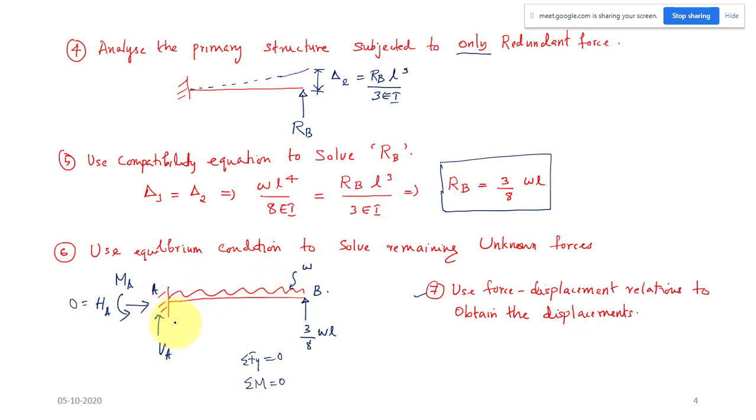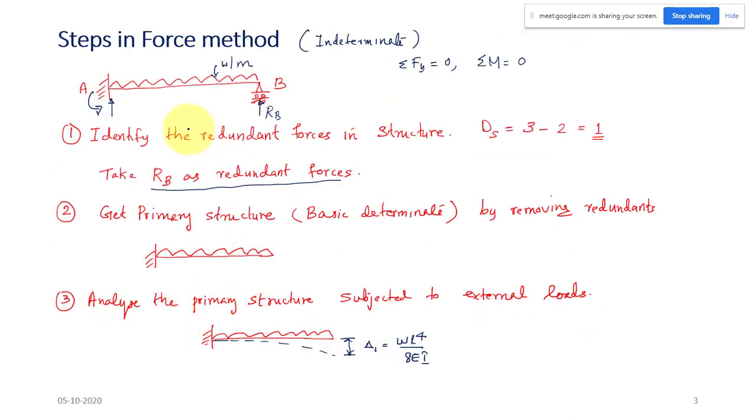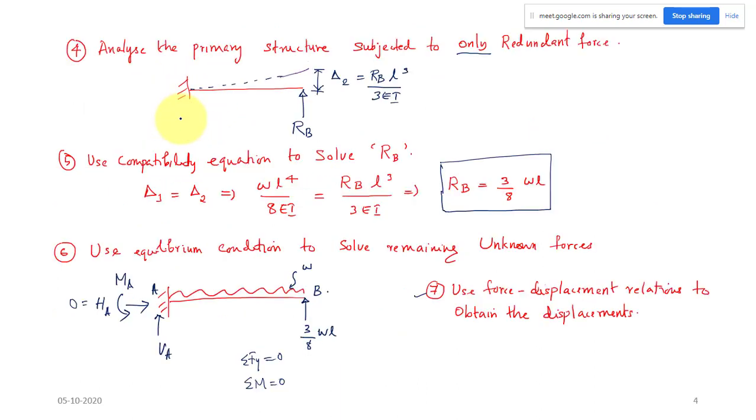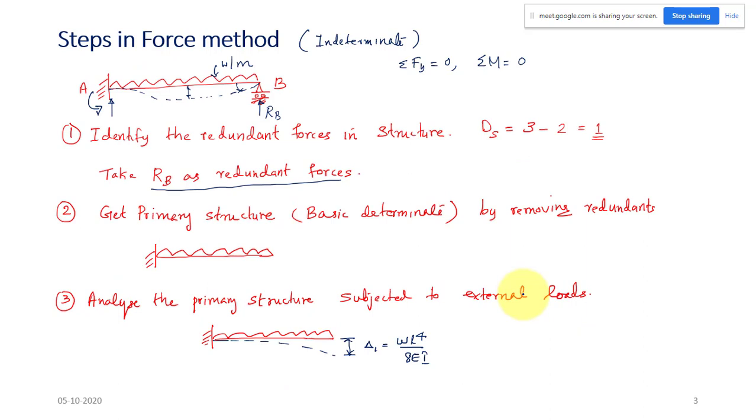Okay, finally this is your real beam, there will be some deflection. If you apply some load, it will bend like this. There will be some rotation at this point B, and there will be some deflection throughout the beam. So you can solve the deflection and slope at any point if you want, once you have all the force values. So you can use the force displacement relation to obtain the displacement. So that is the procedure we use to follow in force method analysis.